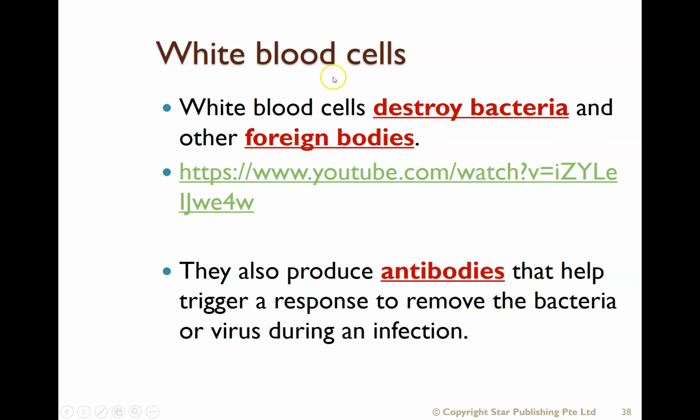What about white blood cells? White blood cells destroy bacteria and other foreign bodies. They also produce antibodies that help trigger a response to remove the bacteria or virus during an infection. I'm going to show you a video on white blood cells from YouTube.